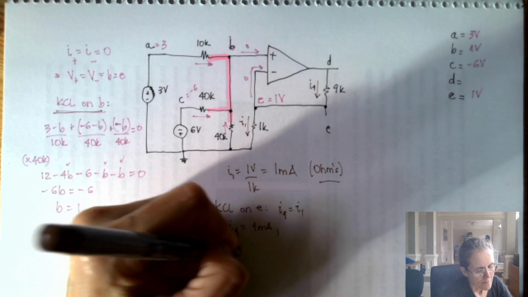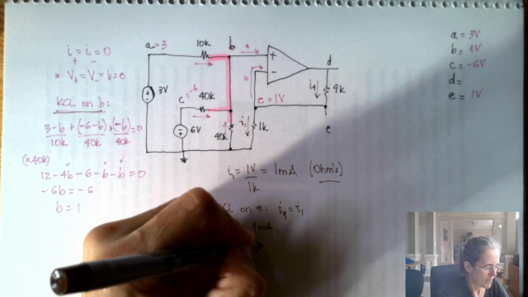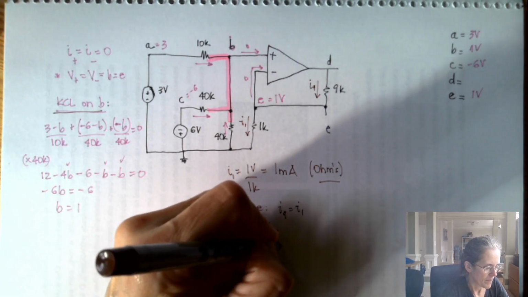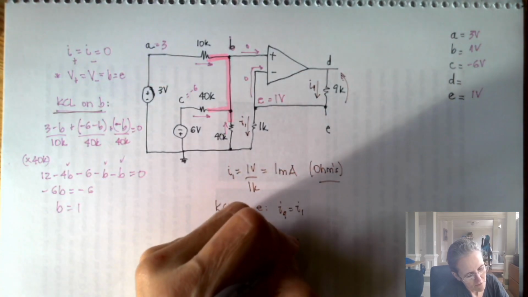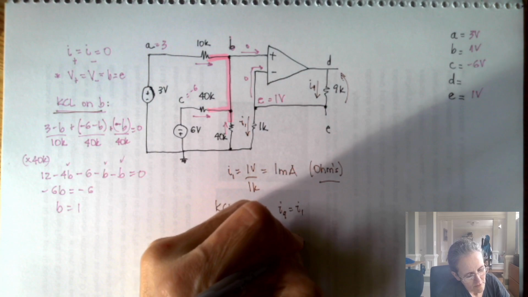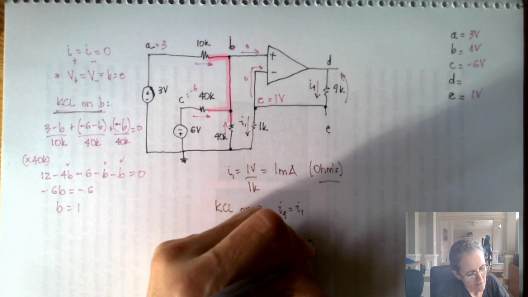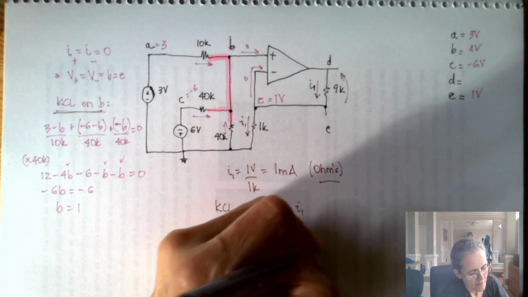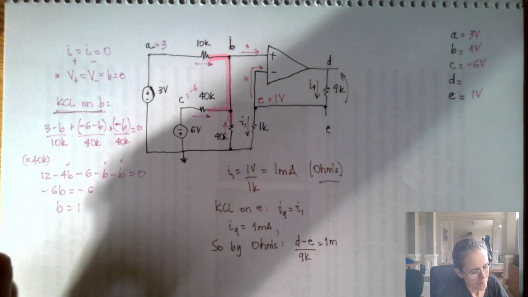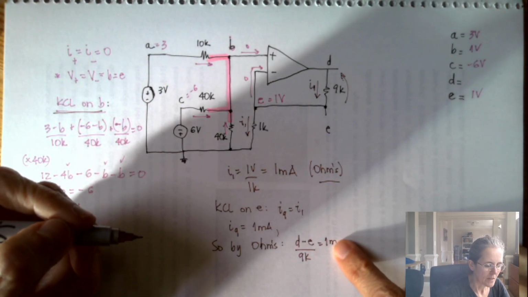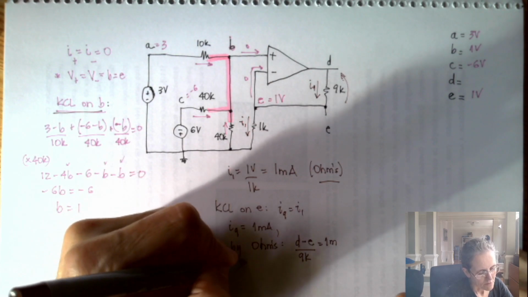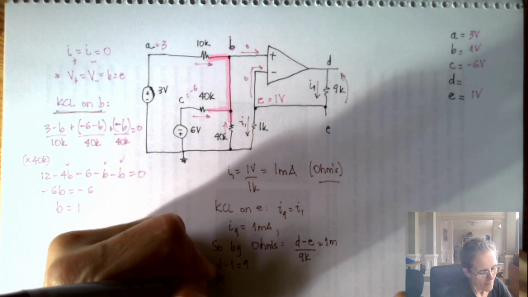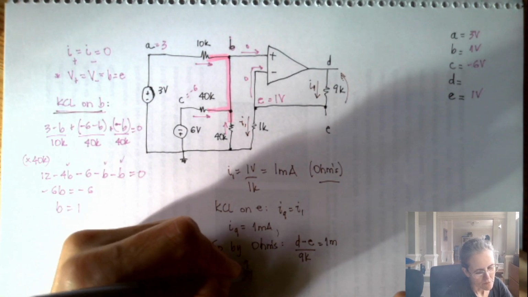So by Ohm's law, I'm gonna say the Ohm's law on that 9K is D minus E divided by 9K is 1 milliamp. Now I know that E is 1 volt, so D minus E equals 9, so D equals 10 volts.